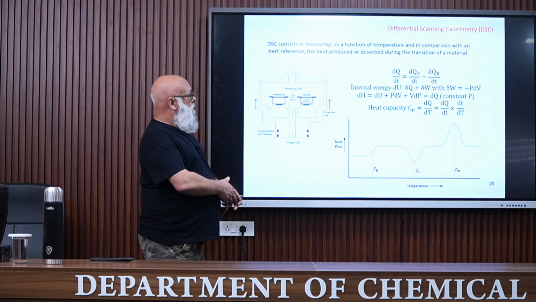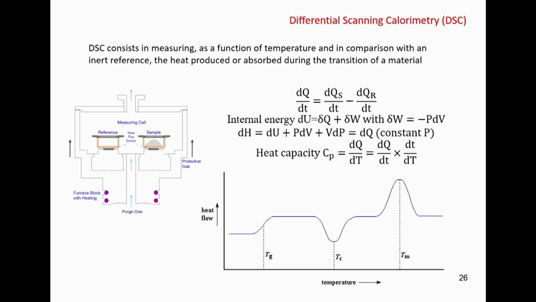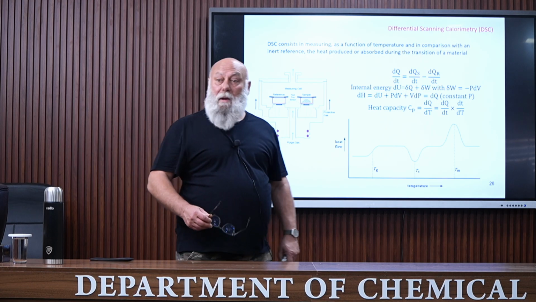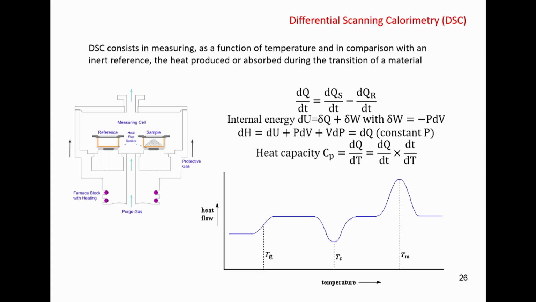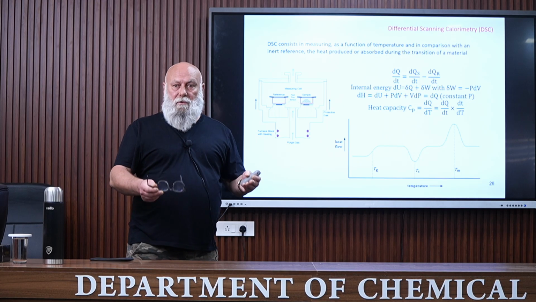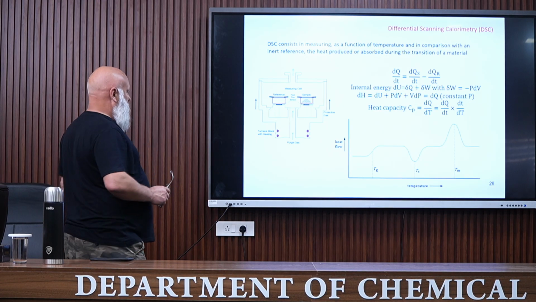So DSC, differential scanning calorimetry, is also a technique that is not usually used to determine the grafting efficiency. This technique is mainly used to determine thermal transitions: glass transition, crystallization, melting. But in some cases, it can be used to at least qualitatively see if some molecules have been grafted or not.